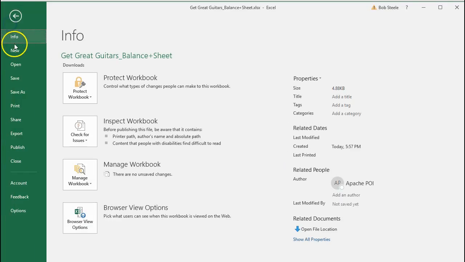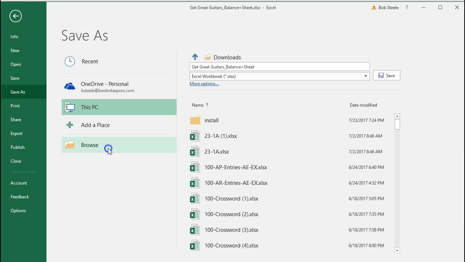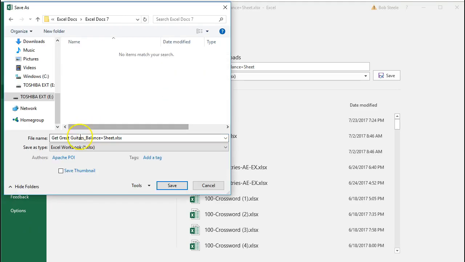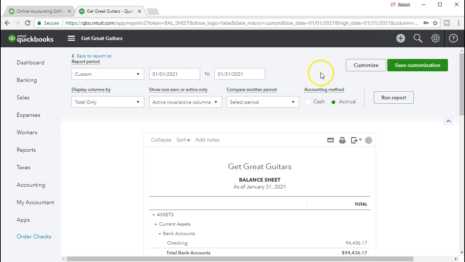So we're going to say File, Save As, Browse to where we want it on the computer. Once we found the location, we could change the name. I'm going to go ahead and just keep the name as the default, which is the name of the business and then the balance sheet, and save that information. We're going to close this out then. Go back to our reports.